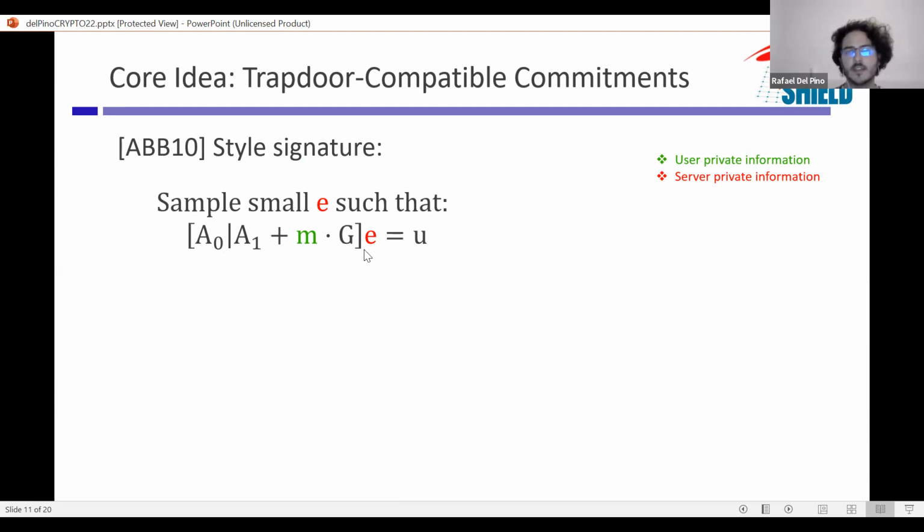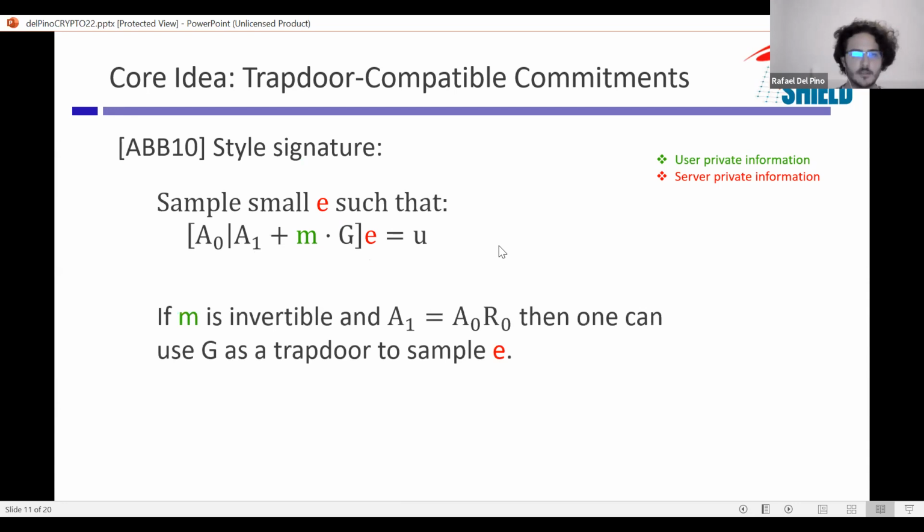And to sign, the signer will sample a small e, such that this matrix times e is equal to a fixed vector U. And to do this, the sampler needs to have M be invertible and to know a relation between A1 and A0. So the matrix is constructed such that A1 is equal to A0 times R0. And using standard techniques, we can use G as a trapdoor and sample this small vector e.